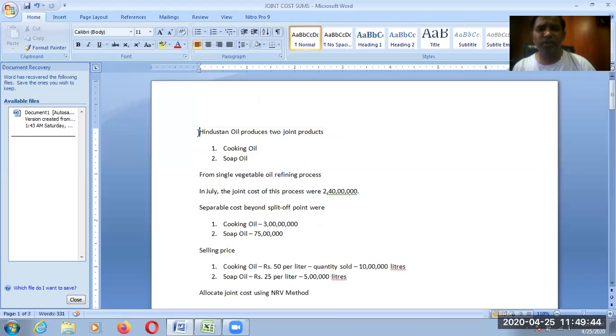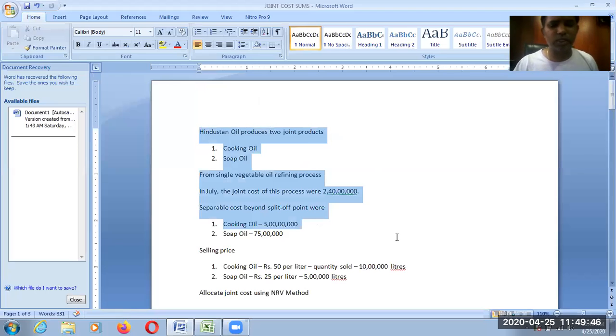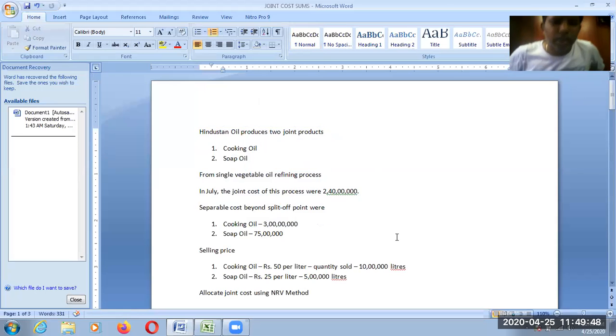So this is the first sum. This is the first solved sum of your textbook, Hindustan Oil. It is an NRV method sum. If you are using the 14th edition of the book, it is 16.16. Kindly go through the sum and share the page number for the 16th edition with all other friends. Open the book, see the diagram given, and then we'll solve this sum.